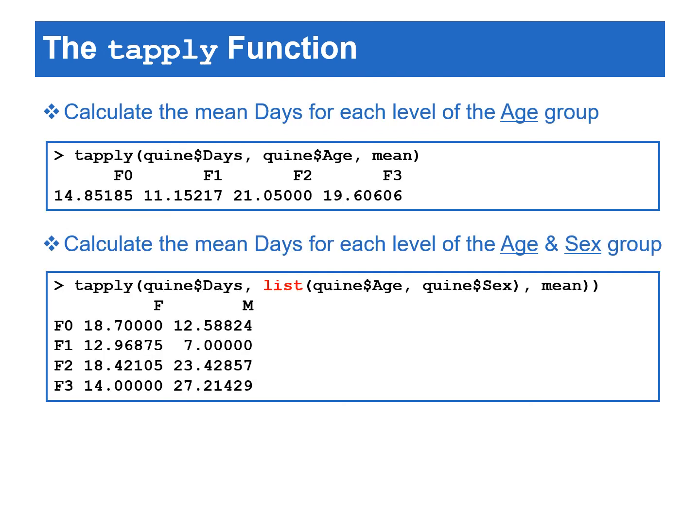The first example calculates the average number of days absent from school for each level of the age group. The days variable is placed in the first argument. The second argument is the factor age. The last argument is the function mean. The second example computes the average days for each level of age and sex factors. When we include more than one factor, we need to group them into a list.